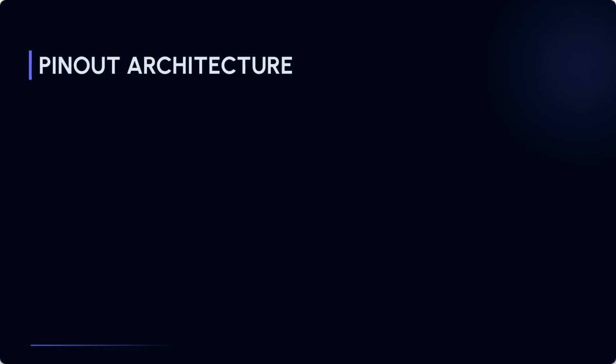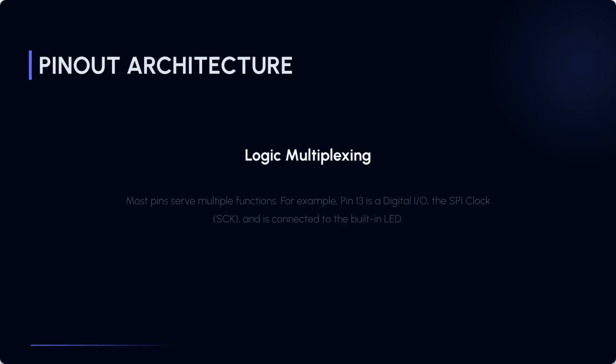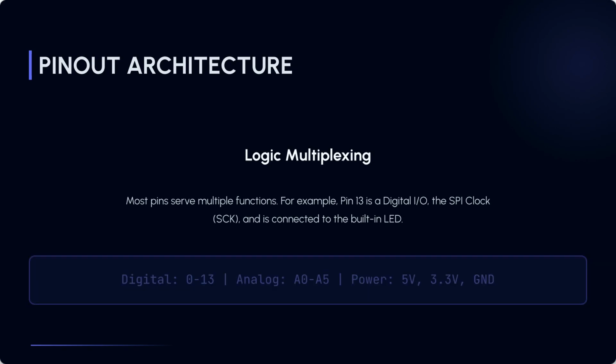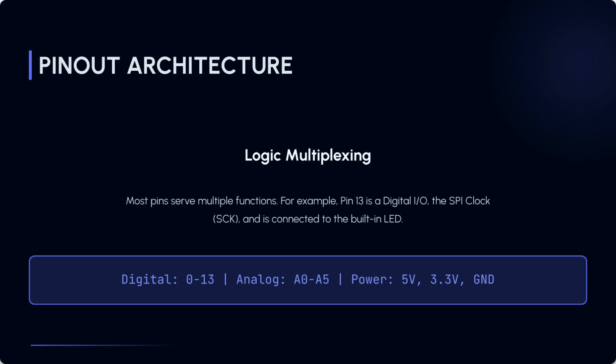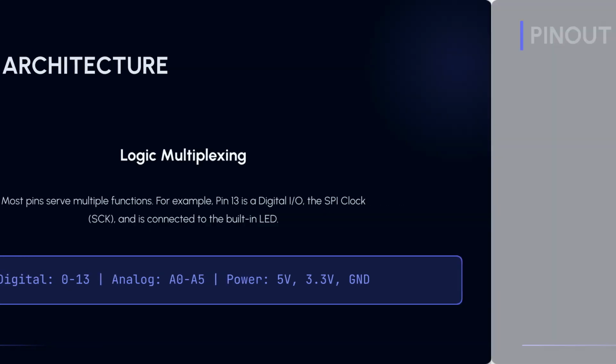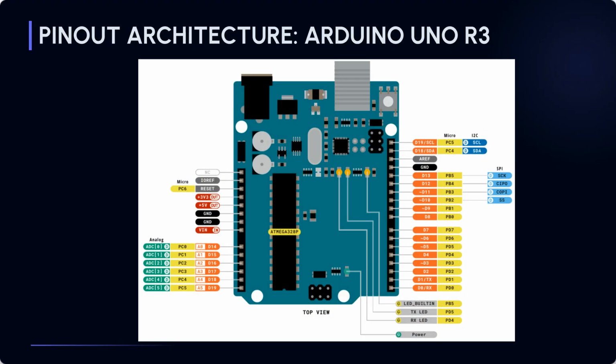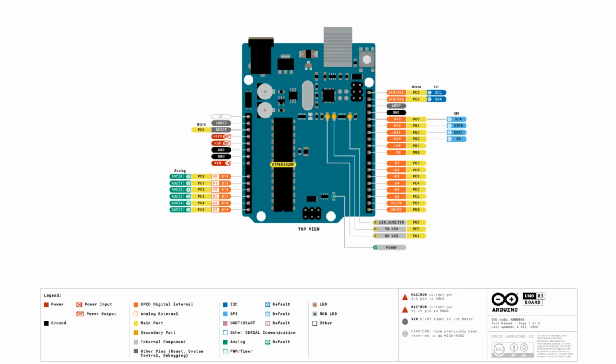Understanding pinout architecture involves logic multiplexing, where most pins serve multiple functions. Pins include digital 0 to 13, analog A0 to A5, and various power connections. This diagram provides a visual representation of the pinout architecture for the Arduino Uno R3, showing the layout of digital, analog, and communication pins. Here is a detailed pinout diagram for the Arduino Uno R3, including legends for different pin functionalities such as power, analog, digital, and communication.